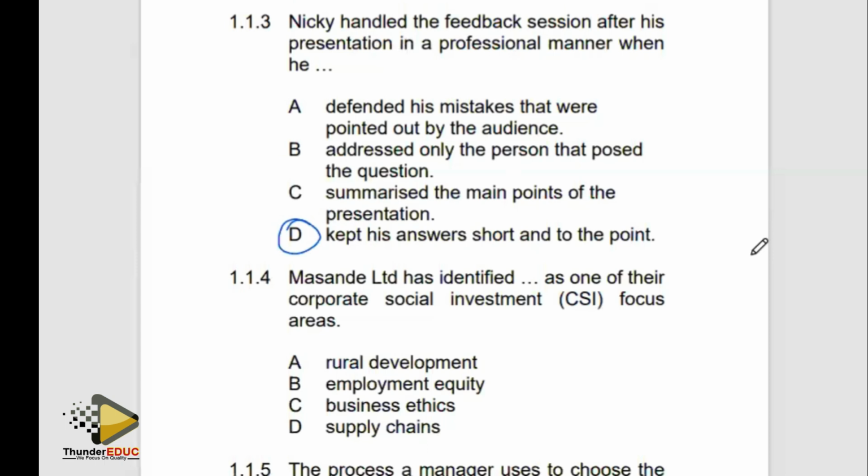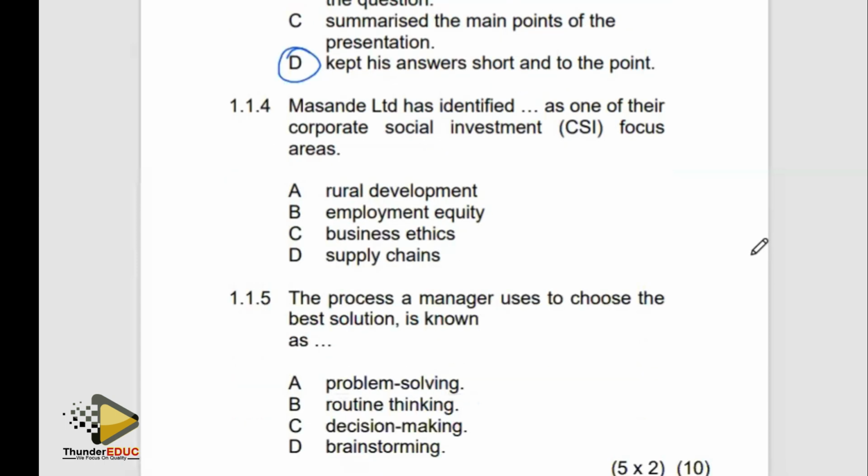Okay, right. So now let's move on to 1.1.4. Masande Ltd has identified dash as one of their corporate social investment focus areas. So now it means in this regard, they were actually focusing on rural development. So now our appropriate answer in this regard, when you apply your elimination method going through each and every set of options given, you see that the appropriate one or the best alternative is going to be A.